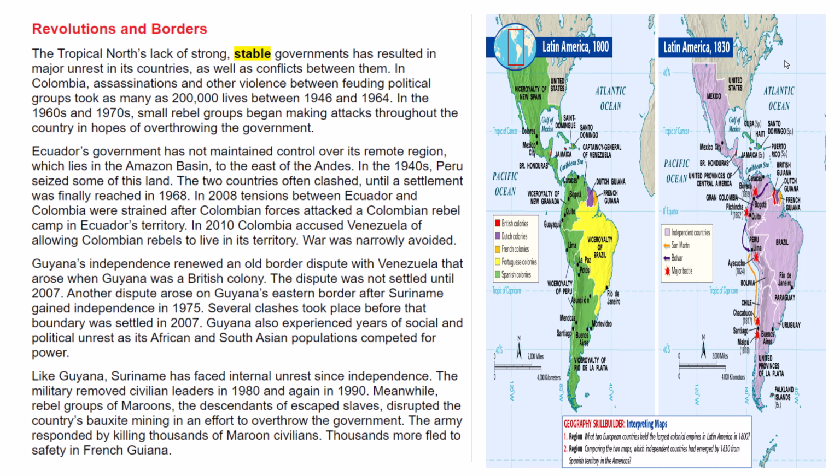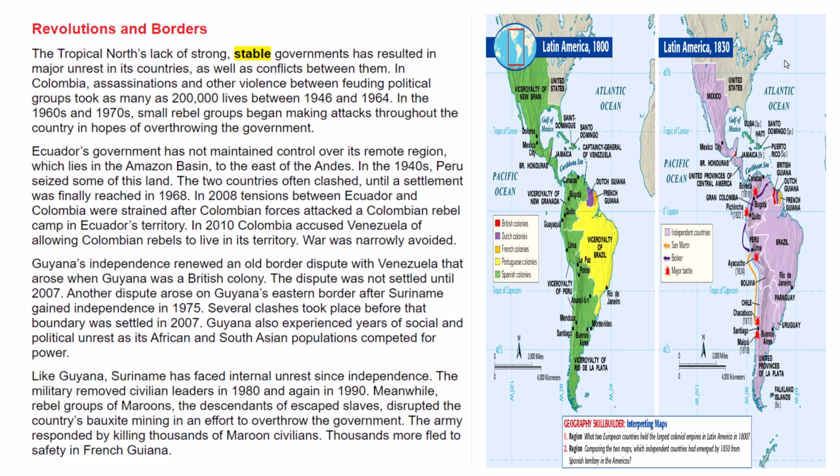War was narrowly avoided. Guyana's independence renewed an old border dispute with Venezuela that arose when Guyana was a British colony. The dispute was not settled until 2007. Another dispute arose on Guyana's eastern border with Suriname, after Suriname gained independence in 1975. Several clashes took place before that boundary was settled in 2007. Guyana also experienced years of social and political unrest as its African and South Asian populations competed for power.